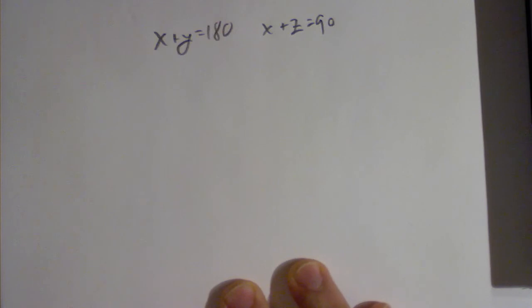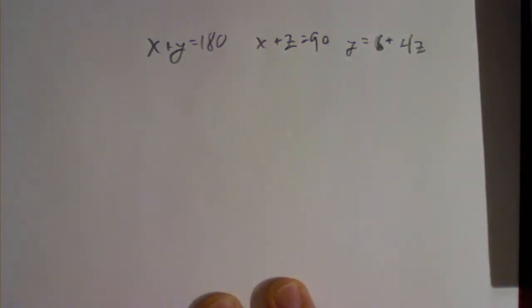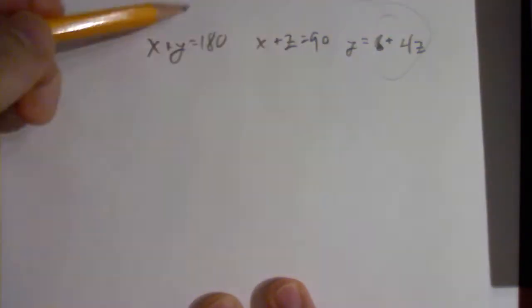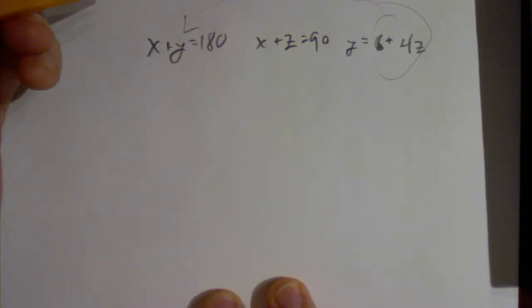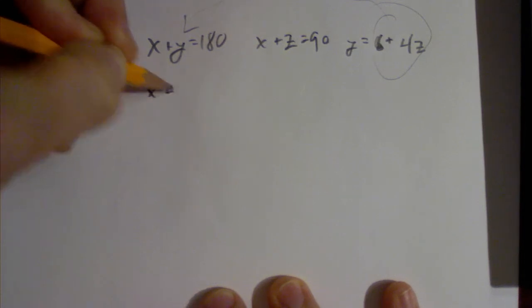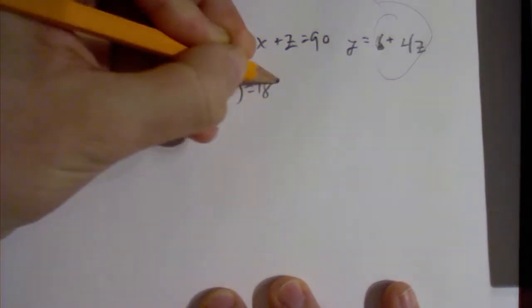Where are we? Okay. x + y = 180. I have x + z = 90. And I have y = 6 + 4z. I'll replace y in my first equation with what I know it's equal to. So y is 6 + 4z. So I have now x + 6 + 4z = 180.